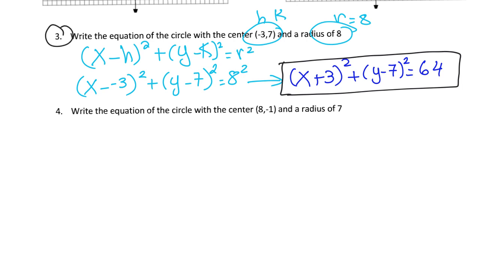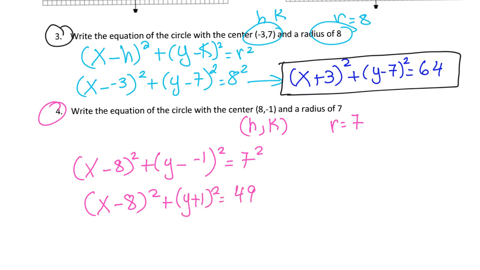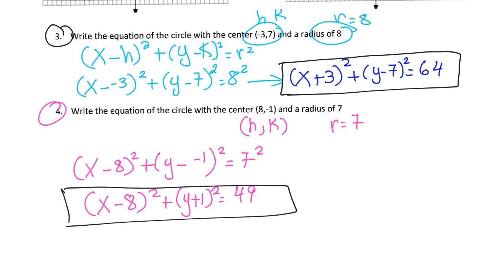We'll move on to number 4. With number 4, your center is 8, negative 1. So your h is 8, and your k is negative 1, and your r is equal to 7. I'll write my equation, so it will be x minus 8 squared plus y minus negative 1 squared equal to 7 squared. Simplifying further, it will be x minus 8 squared plus y plus 1 squared equal to 49. And here is the equation for number 4.